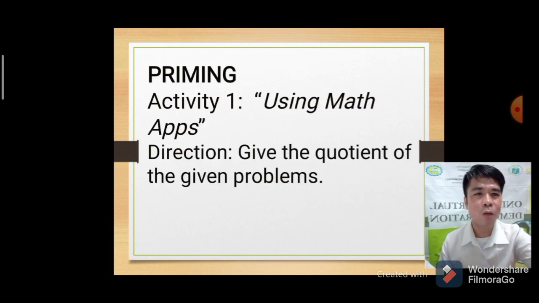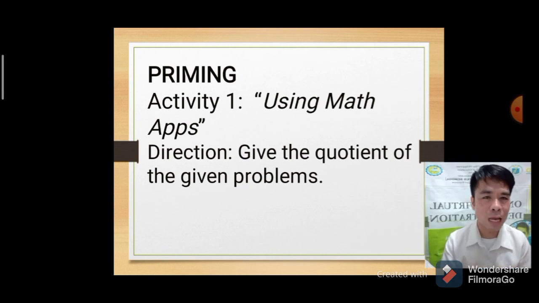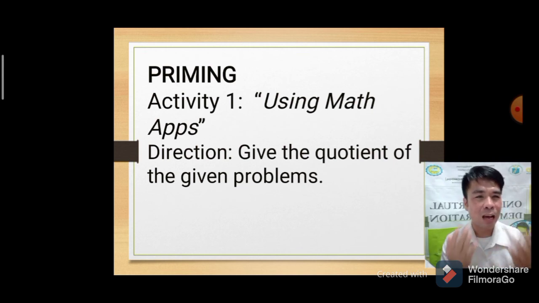But before we have our discussions, let's have first our priming or our review, because this will be very useful later on. Our activity 1 is using math apps, which we have actually used when we were still face-to-face. Using your cell phone, you can manipulate these equations. Direction: give the quotient of the given problems. Shall we start? If you have your cell phone there, you can join me in answering.